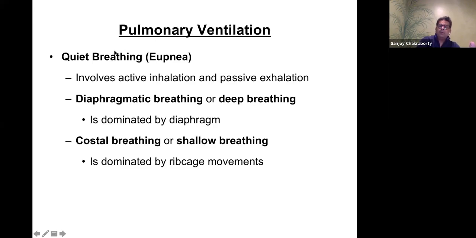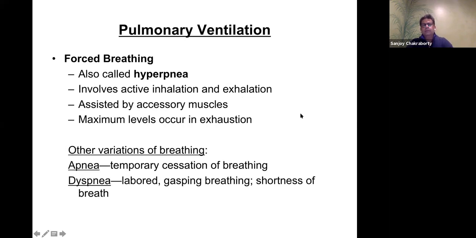So quiet breathing or eupnea, which can be classified into diaphragmatic breathing and costal breathing, depending on what muscle is engaged, involves active inhalation and passive exhalation. But if you go to forced breathing, or what we call hyperpnea, they have active inhalation and active exhalation. That means you're actively breathing in both cases. So you inhale and exhale both in an active way.